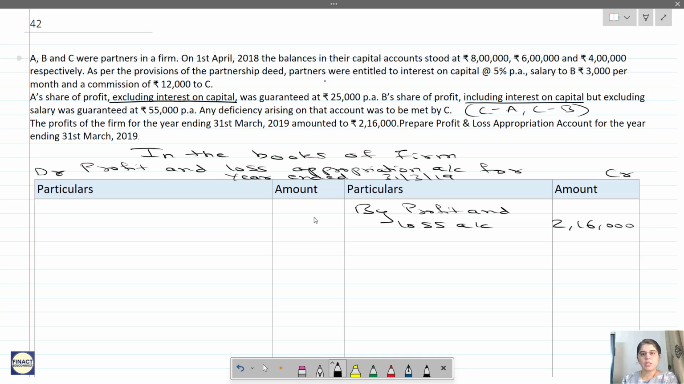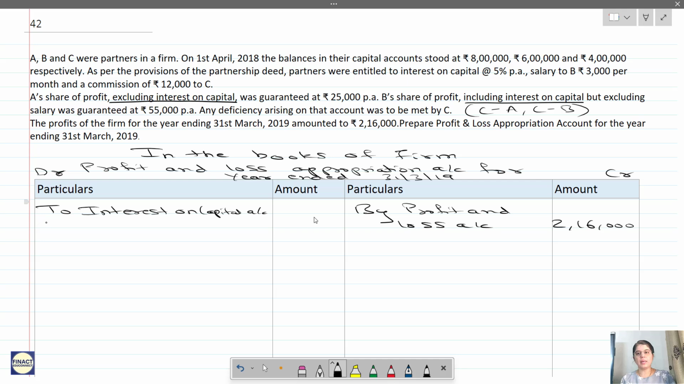As per the provision, partners were entitled to interest on capital at 5% per annum. So let us give them interest on capital. Interest on capital is like an expense, so it is transferred to the debit side of the profit and loss appropriation account. We have seen transfer entries and closing entries, right? So, to interest on capital account, and how much is that?